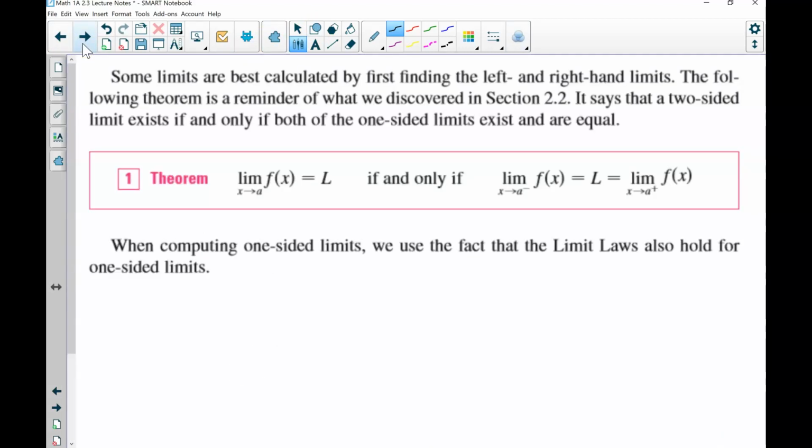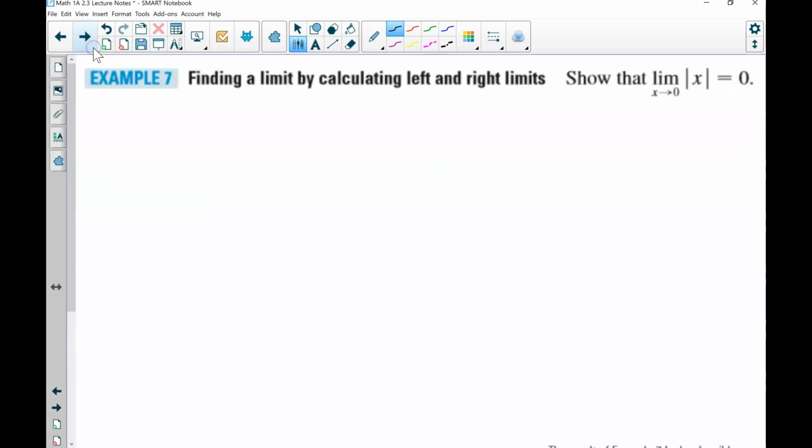Now some limits are best calculated by first finding the left and right hand limits. The following theorem is a reminder of what we discovered in section 2.2. It says that a two-sided limit exists if and only if both of the one-sided limits exist and are equal. So the theorem states that the limit as x approaches a of f of x is equal to L if and only if the limit as x approaches a from the left and the limit as x approaches a from the right are equal to L. When we're computing one-sided limits, we use the fact that the limit laws also hold for one-sided limits. So let's take a look at example number 7.